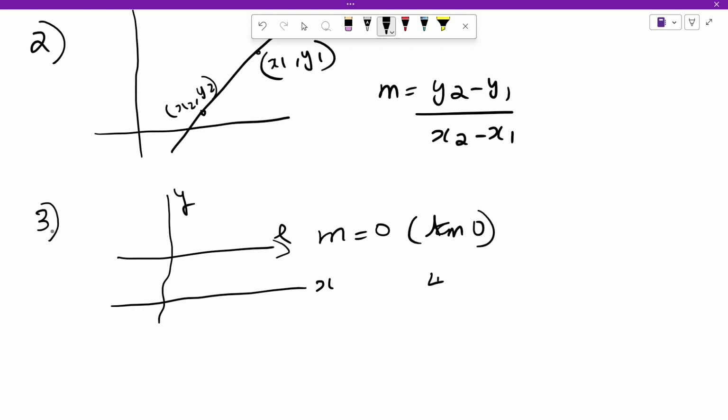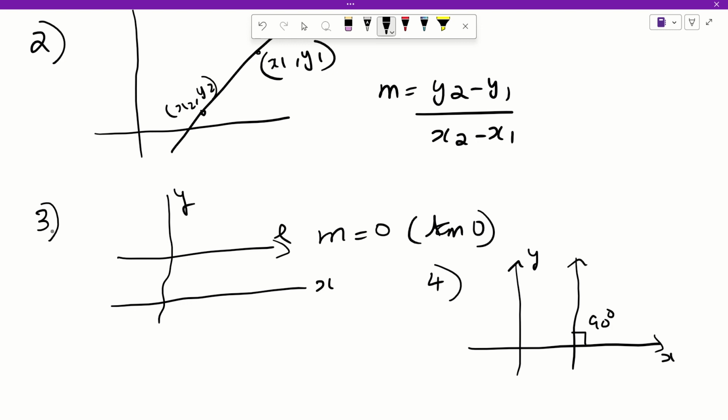Similarly, let us go to the perpendicular case. It will look like this. This is x, this is y. The line will be like this. Okay, this will be perpendicular, making an angle of 90 degrees. This will be the line which is parallel to the y-axis. Here, what is the slope? m equal to tan 90, which is equal to 1 by 0.